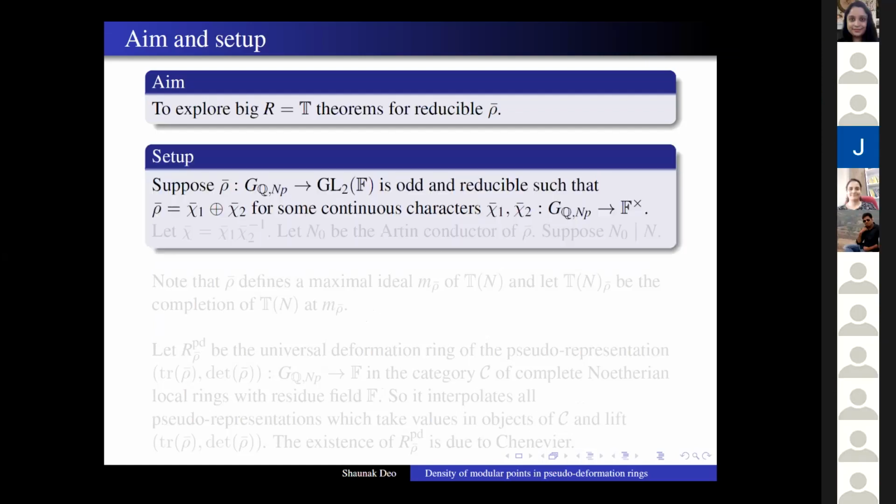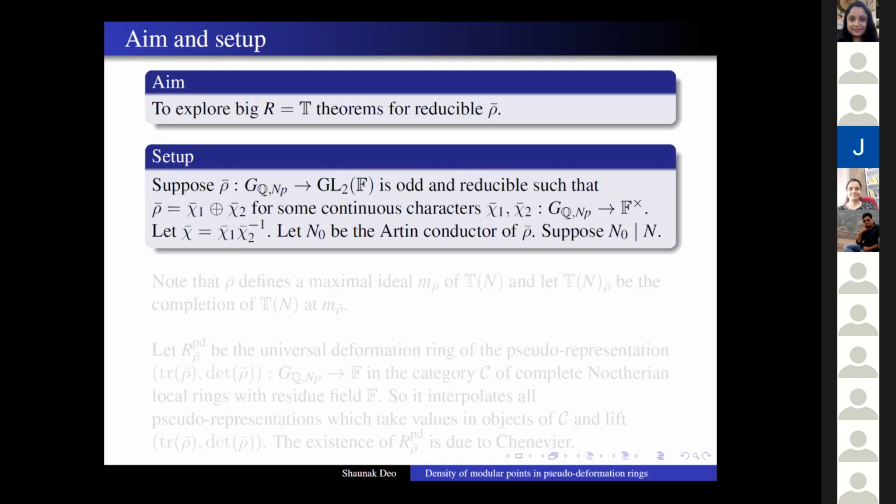Now I had this rho bar from GQNP to GL2F. It was odd and semi-simple, and now I'm going to assume that it's reducible. So therefore it is a sum of two characters chi1 bar and chi2 bar, which are from GQNP to F star, and I let chi bar be chi1 bar times chi2 bar inverse. I let n naught be the Artin conductor of rho bar, and we had assumed that n naught divides n.